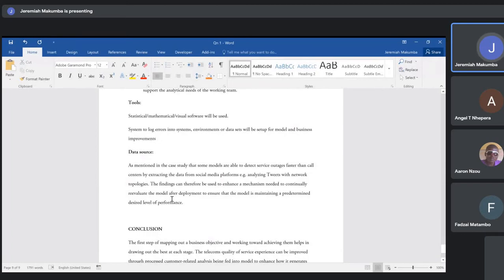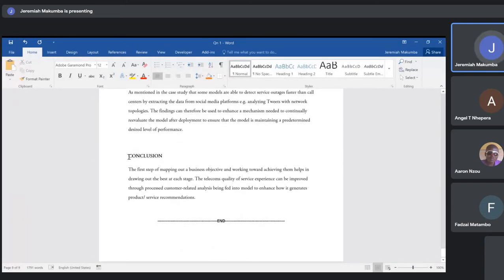The data source is mentioned in the case study that some of the models are able to detect service outage faster than call centers by extracting the data from social media platforms, analyzing tweets with network topologies. The findings can therefore be used to enhance mechanisms needed to continually reevaluate the model after deployment to ensure that the model is maintaining a predetermined desired level of performance. Then in our presentation, we put a conclusion, which was trying to sum up from first phase up to the last phase, just as a descriptive.